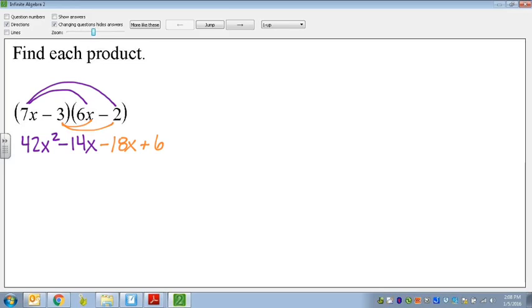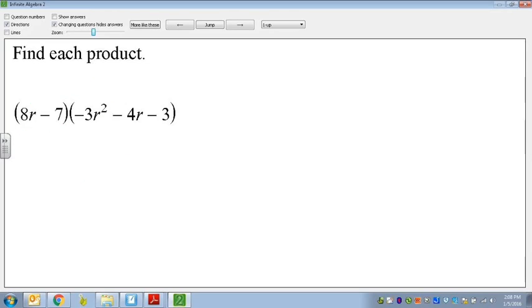So in this problem, to wrap this one up, combine like terms right here, negative 14x minus 18x, and that's going to give me 42x squared minus 32x plus 6. Okay? And that's how you find the product. You multiply it together, and there's our answer.